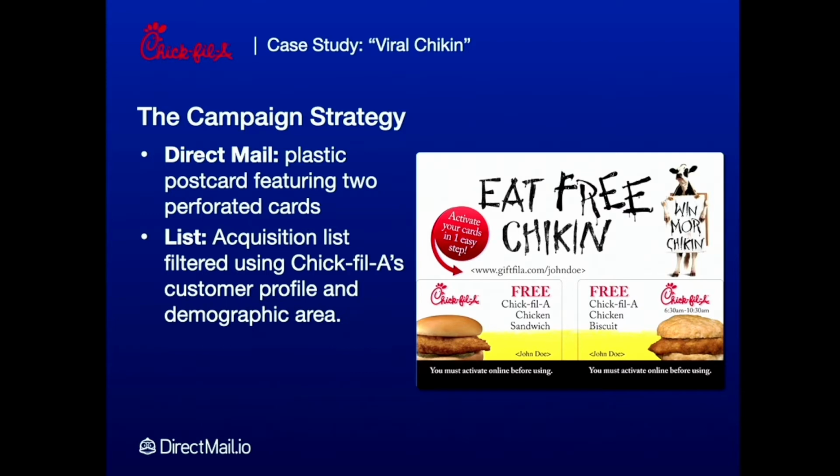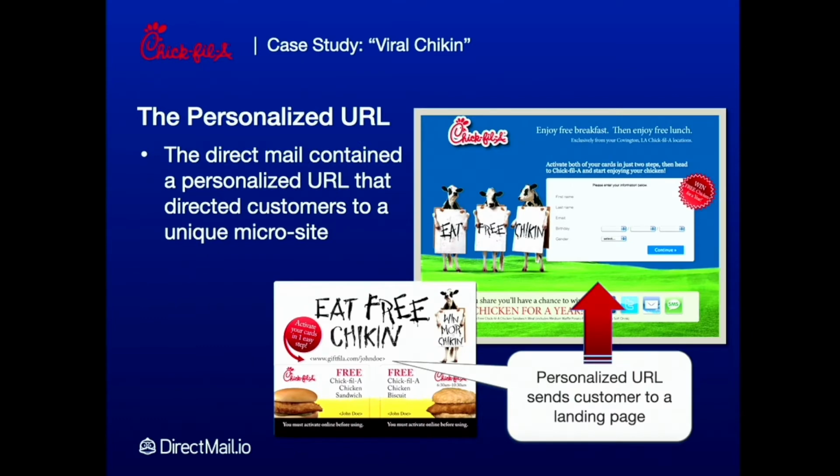offer. So we used a plastic postcard. It was a 4 inch by 6 inch plastic postcard. And we had a couple of pop-out perforated cards that they could bring in for redemption. The list that we used, we basically took Chick-fil-A's internal database. We ran a customer profile on them, and then we applied that customer profile across the demographic, the zip codes that were close to their location, and that's where the list came from.